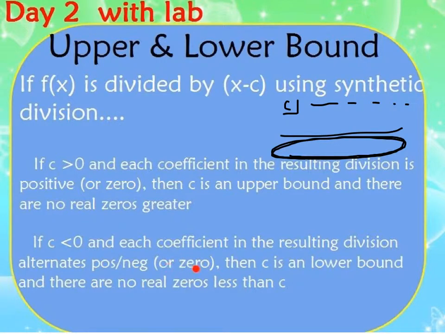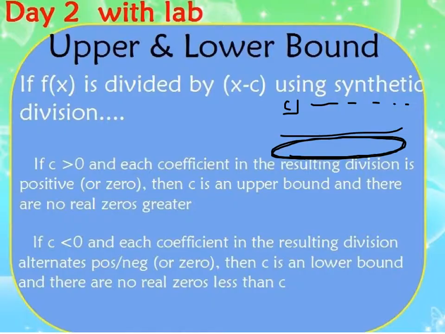Zeros are kind of like wild cards. They can count as positives or negatives. Then C is going to be a lower bound, and there are no zeros smaller or less than C. Okay, so if that's a negative, it gives me a boundary to know, do I keep trying numbers smaller, or do I keep trying numbers bigger, or not?